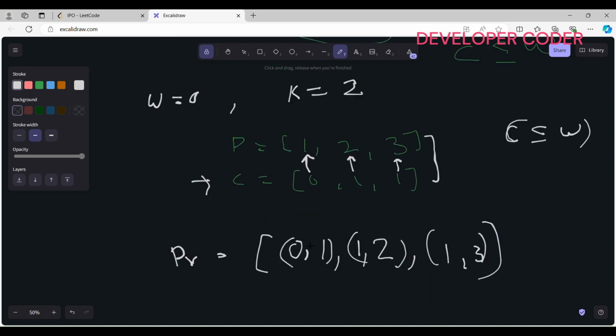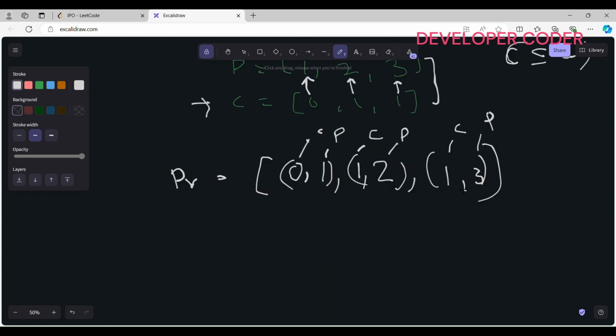Now after that I have to sort these project pairings based on their capitals. This is the capital, this is profit, this is capital, this is profit, and this is capital and this is profit. After that I have to sort them based on their capital. See here, these are already sorted, everything is already sorted, so I don't need to do it here, but every time if it's not sorted, I have to sort them based on their capital. So this is done.